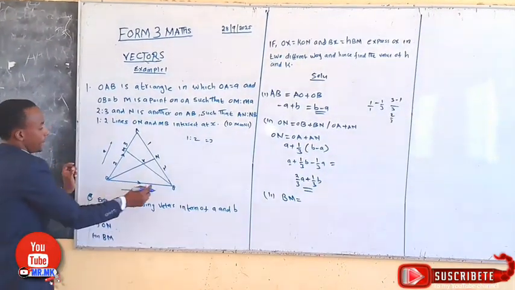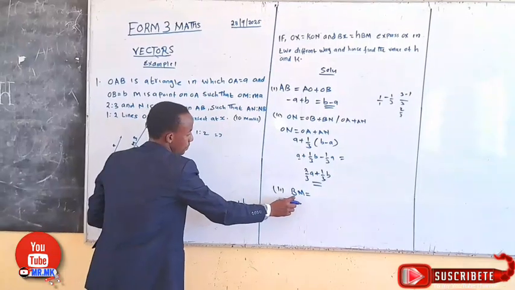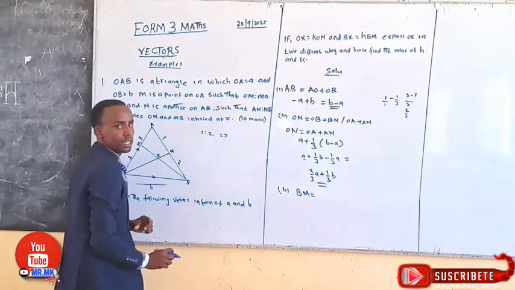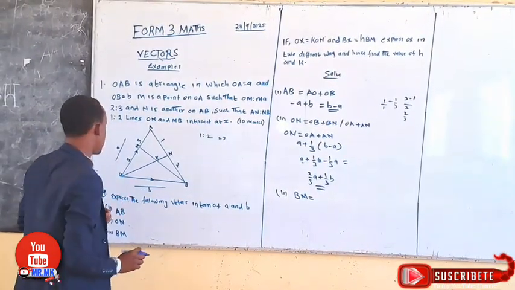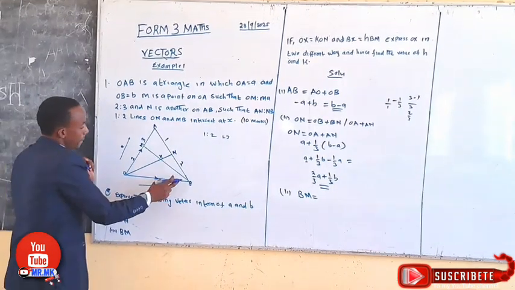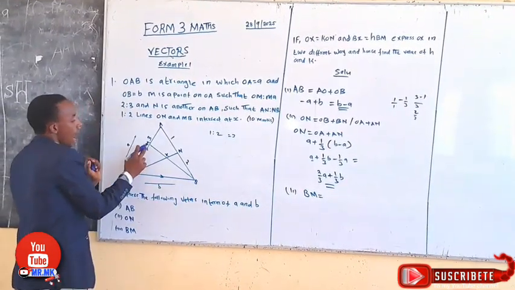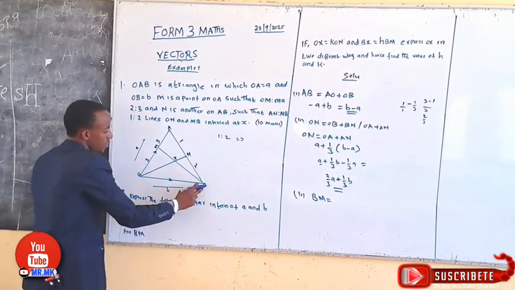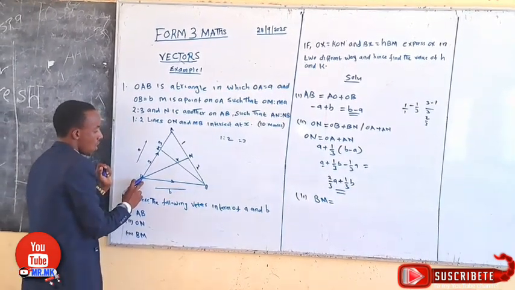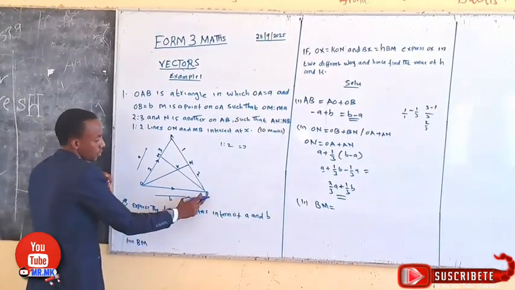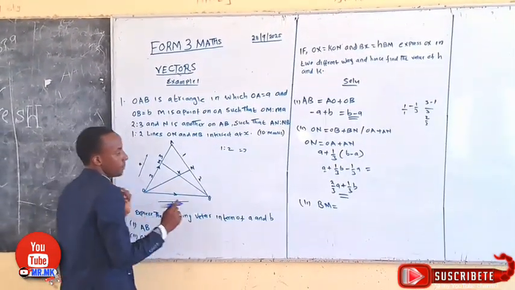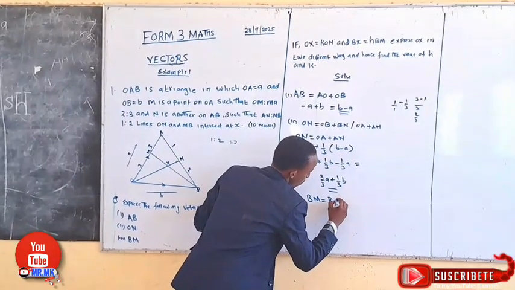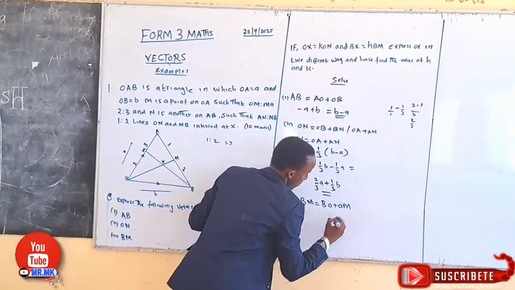Now BM: our first letter must be B, our second letter must be M. That is what we have agreed. For my case here, BM is from here up to here. I can just use B-O plus O-N.